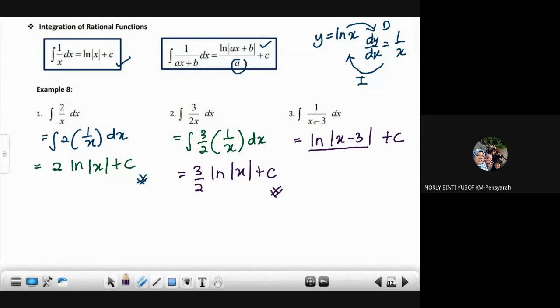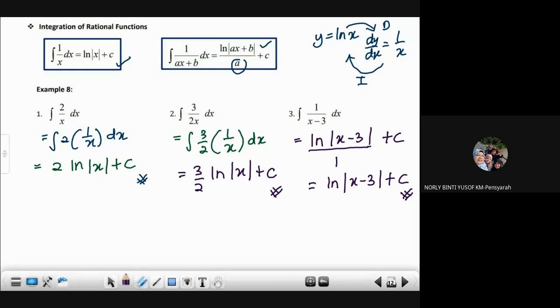But kebetulan you punya function x tu, kalau you differentiate x, you dapat 1 kan. So tak effect pun, tak tulis pun tak apa sebab dia tak effect. Dia akan dapat diri dia balik. Tapi kalau let's say 2x tolak 3, then here will be divided by 2, because you differentiate 2x minus 3, you got 2. So here ln modulus sign x minus 3 plus c.